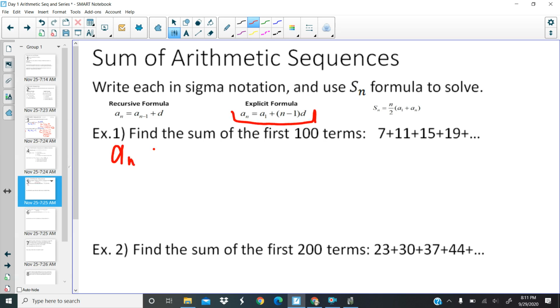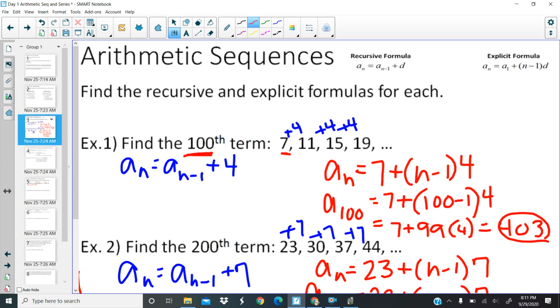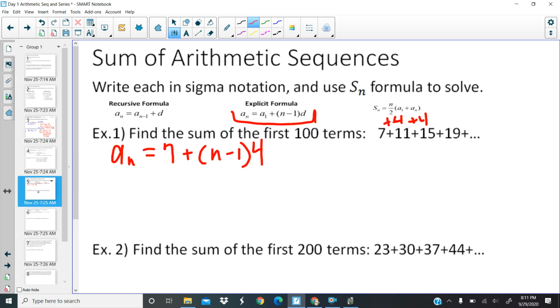So we're going to have a sub n equals the first term, which is 7, plus n minus 1 times the common difference. To get from 7 to 11, it's plus 4. 11 to 15 is plus 4, and so on. So our common difference is going to be 4. Then we need a sub 100, and I think these are the same ones that we had on the last slide, and they are. So a sub 100 is going to equal 403.